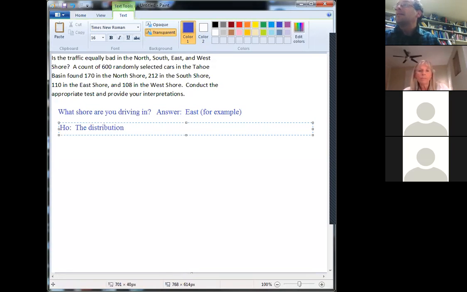the distribution. When you're going through this kind of hypothesis test and writing down H naught, you must have the word distribution, because what we're doing is testing for a distribution. So the distribution of shores by cars is, now if it's equally bad, we have a word for all being the same. Do you guys remember the word for all being the same? A statistics word. Very important word. Yeah, uniform. So H naught is the distribution is uniform.